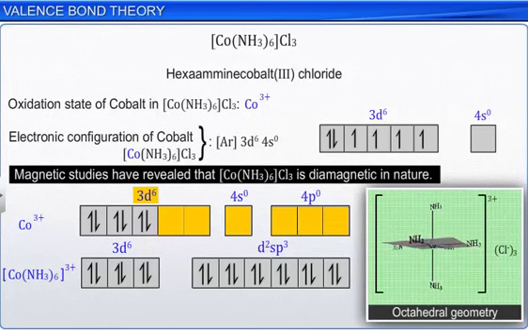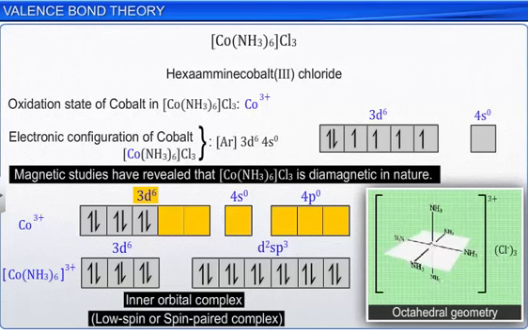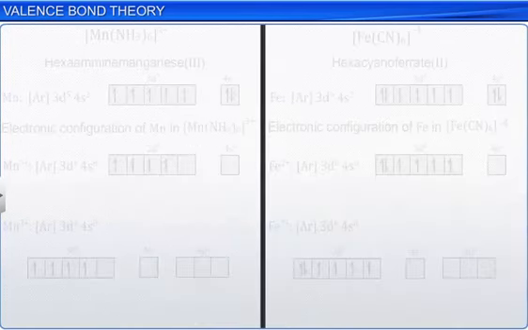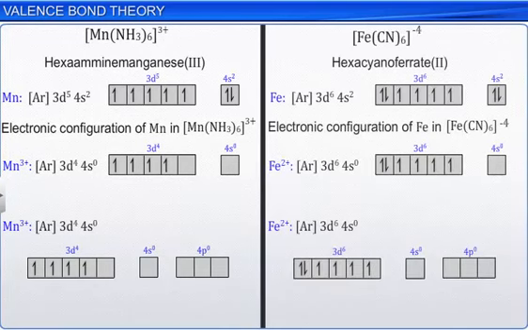Similarly, in the case of complex ions, such as hexaamminemanganese(III) or hexacyanoferrate(II), pairing takes place contrary to Hund's rule, resulting in the formation of diamagnetic inner orbital complexes with d2sp3 hybridization.